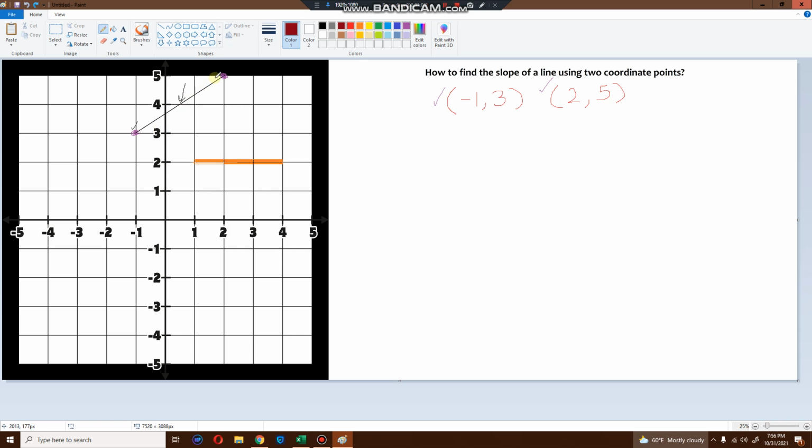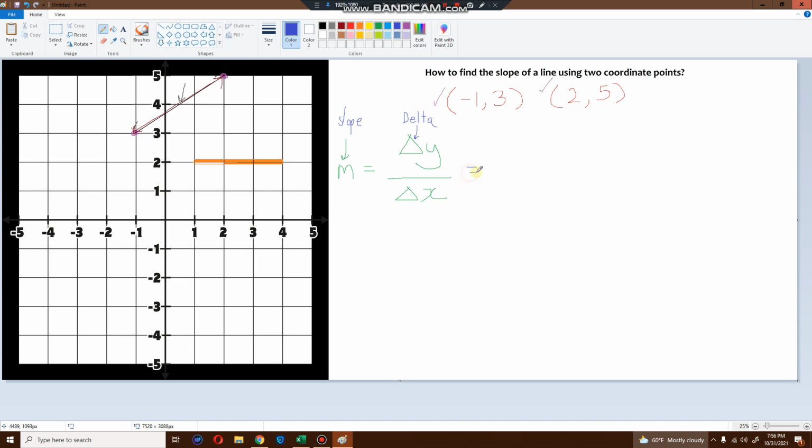I want to know what is the steepness or slope of this line between these two coordinate points. In order to figure this out, I need a formula. And that formula is delta y divided by delta x. The symbol for slope is the letter m, smaller letter m. This means slope, which I'll write for you right here. And this triangle over here is called delta. I'll show you what that means right now.